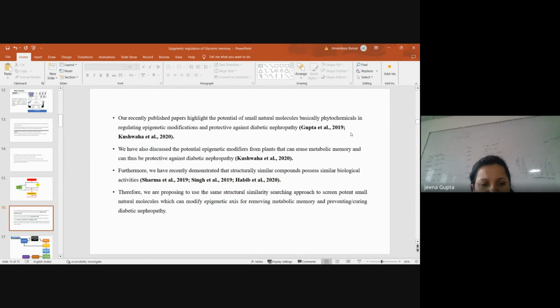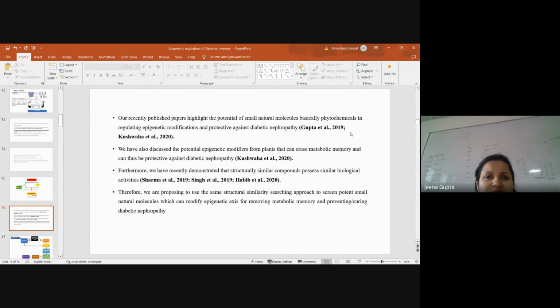We have published many papers in this regard. Our recent papers highlight that many small natural molecules like phytochemicals can regulate epigenetic modification. We have also discussed that these small molecules can regulate epigenetic modification and can reduce the complications of nephropathy in diabetic people.